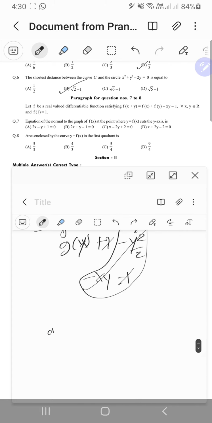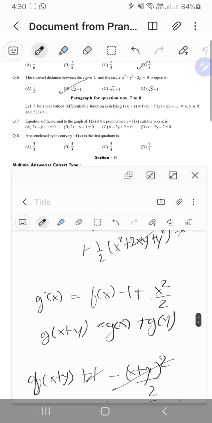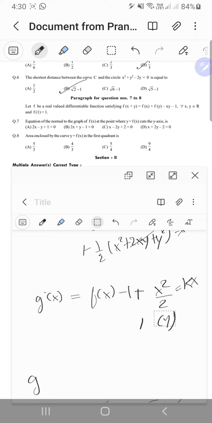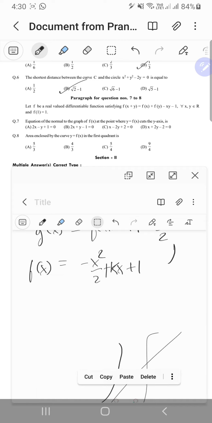So you know, g of x is just kx. That's right. So we put g of x as f of x minus 1 plus x squared by 2. It is basically kx, for some constant k. So this just tells that f of x is negative x squared by 2 plus kx plus 1. Cool, that was nice.